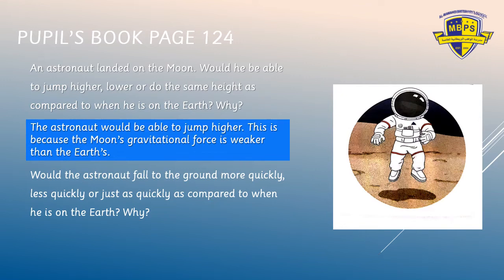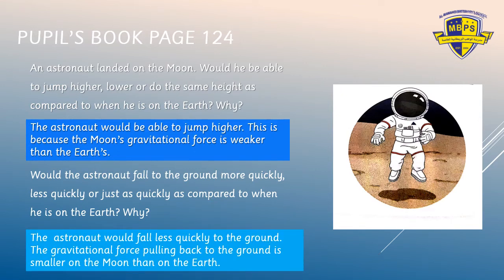What is the answer? Let's check. The astronaut will fall less quickly to the ground because the gravitational pull, as I told you before, is going to be smaller on the Moon than on the Earth. So there is less force pulling him back, and he will come down slowly after he has jumped.